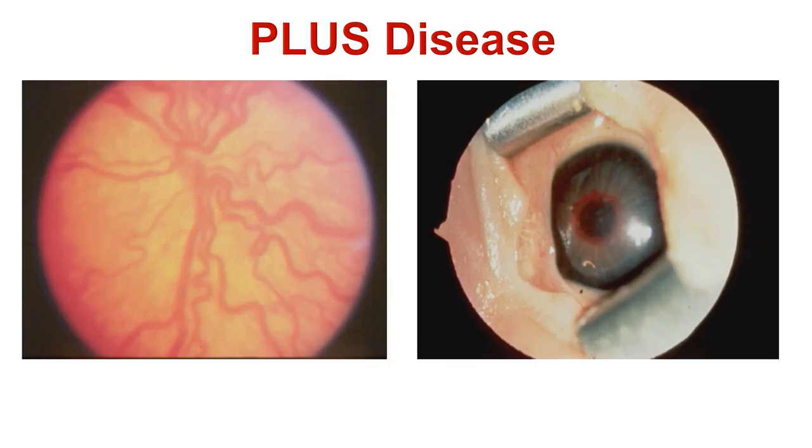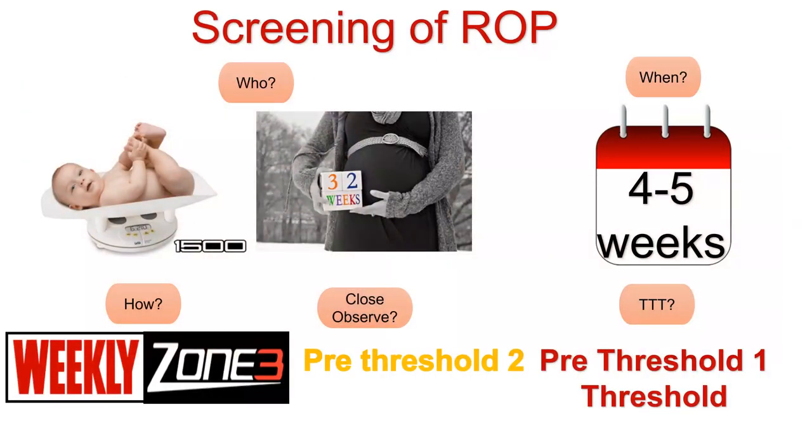So how do we screen for retinopathy of prematurity? Who, when, and how do we observe, and how do we treat? This is what we are going to discuss now. Who are we going to screen? Those preterm babies who have a birth weight of 1,500 grams or less.